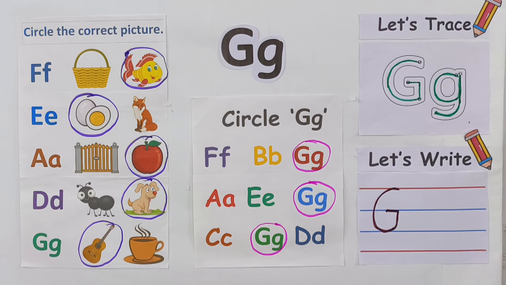It's done. Now lowercase letter G will start from this blue line. We will make a curve between two blue lines. Go up, touch the first blue line, come down, and turn towards our left. Make a curve between two blue lines. Go up, come down, touch the red line and turn towards your left.